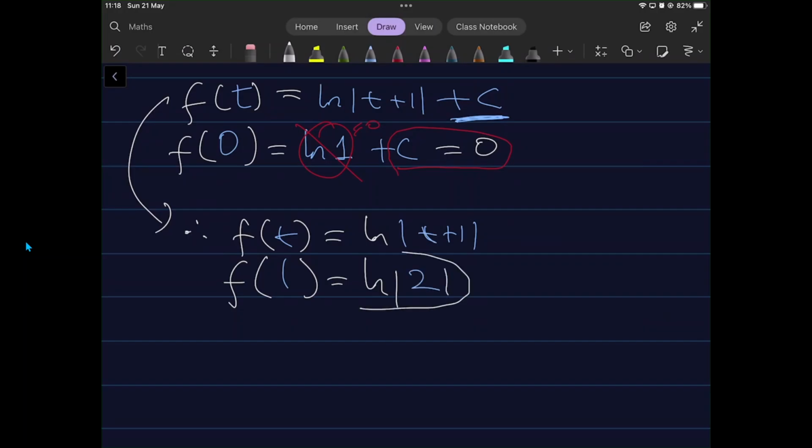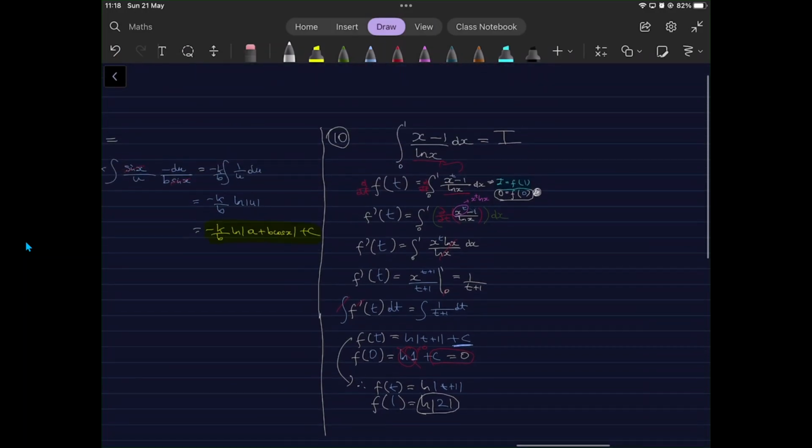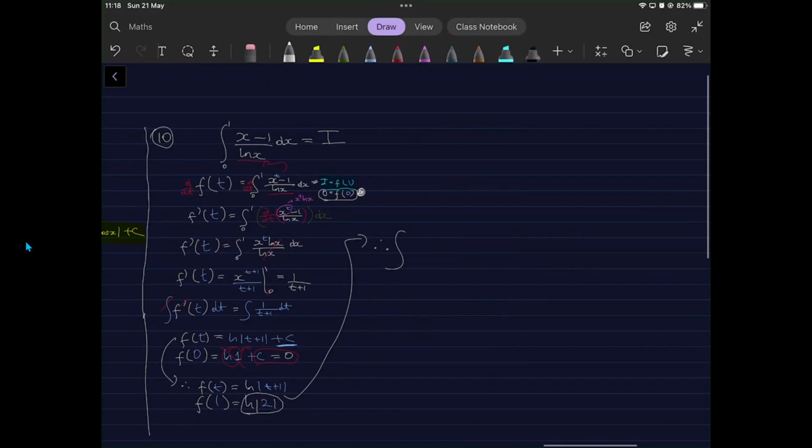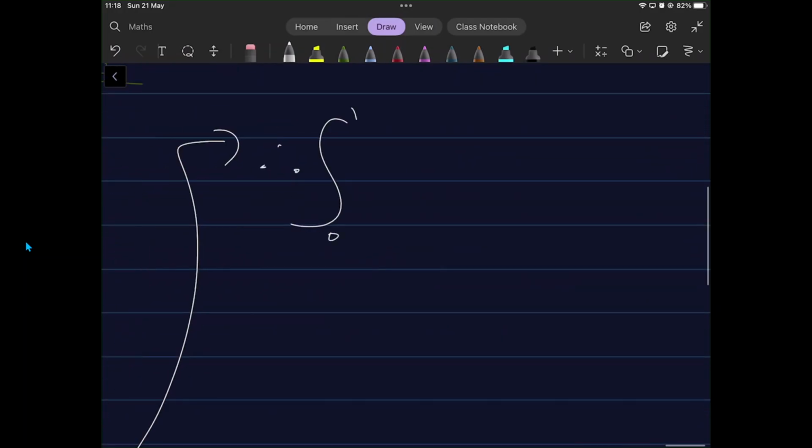And that's our answer. I'll just write it in one nice line over here. The integral from 0 to 1 of x minus 1 over ln x dx is equal to what? ln of 2. That's our answer.